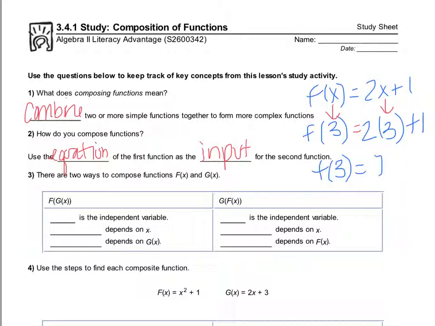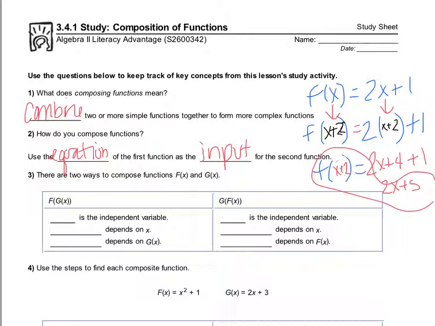Well, we're going to be doing something very similar to that, except instead of them giving us a number like 3, they're going to give us a function like x plus 2. And so that means instead of x, I'm going to plug in x plus 2. And 2 times x plus 2 is 2x plus 4 plus 1, which is 2x plus 5. And this is what we're going to be doing today.